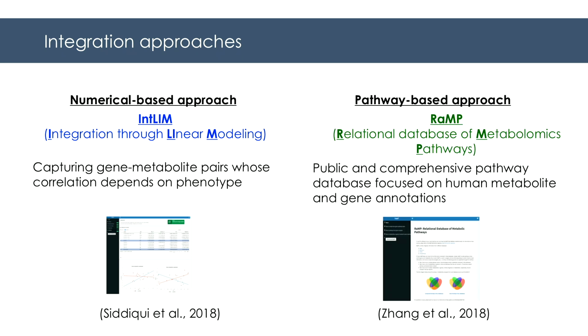And we've also developed RAMP, or Relational Database of Metabolomics Pathways. And so this is an integrated database of gene and metabolite annotations. And so it is, in essence, a public and comprehensive pathway database focused on human metabolite and gene annotations. And this is going to be the focus of my talk.